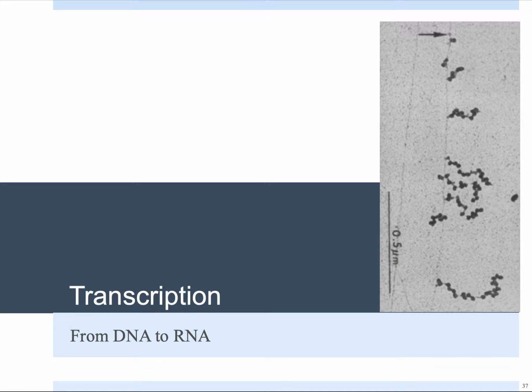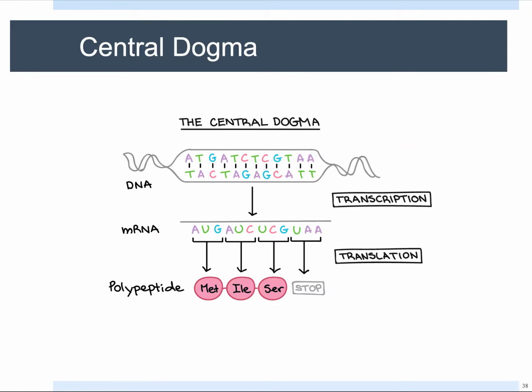For part 2, we will be looking at transcription, that is from DNA to messenger RNA, and translation from RNA to proteins. So it brings us back to the central dogma, how we move from genes, from DNA to proteins. We'll look at transcription first.